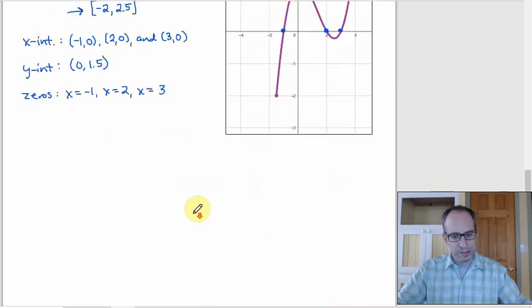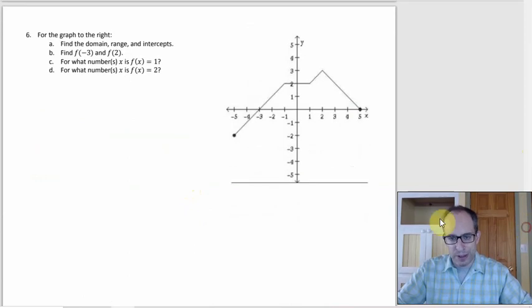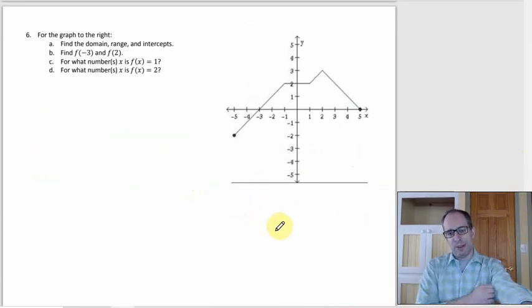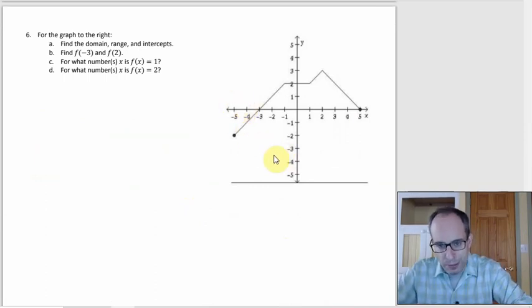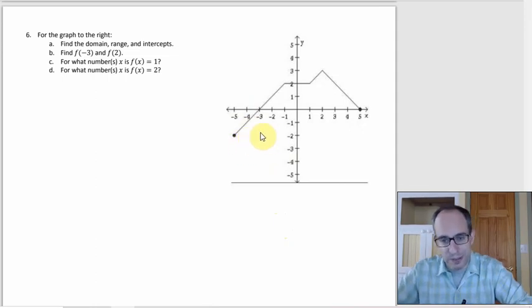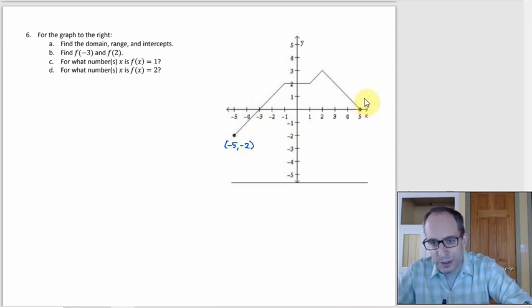Okay, then number 6. For that graph right there, if we're going to find the domain, the range, and the intercepts, well, I guess we can label the points here too. There's the point that's farthest to the left. For the domain, we want farthest to the left and farthest to the right. So this is -5, -2, it looks like. And the one that's farthest to the right is right there, so it's 5, 0.